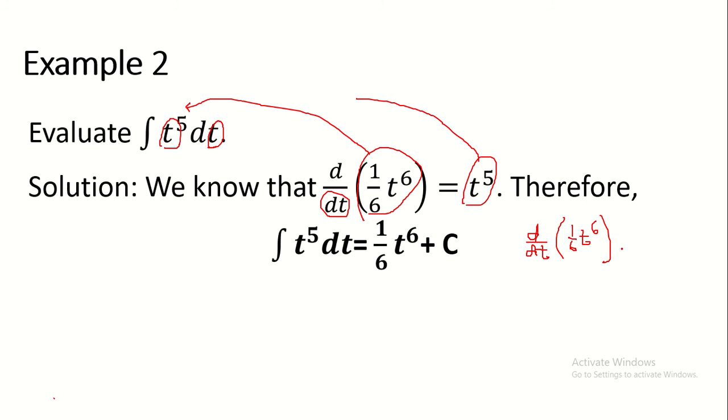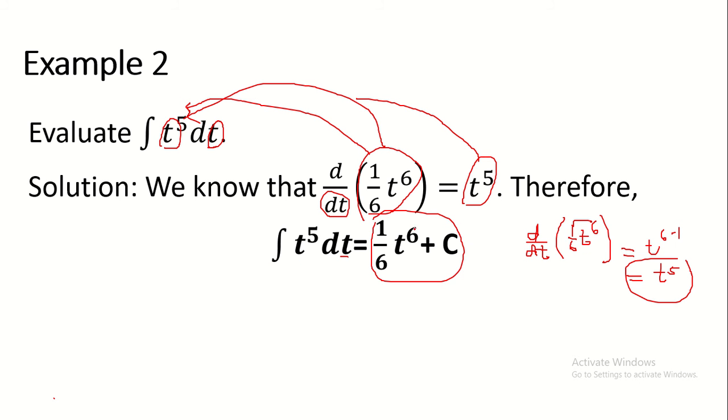So kapag kukunin natin yung derivative niyan, applying power rule, we have 6 times 1 over 6. 6 times 1 over 6 is 6 over 6 or just 1. And then t raised to 6 minus 1 is equal to t raised to 5. So therefore, we can say that this function 1 over 6 t raised to 6 is an antiderivative of t raised to 5. So the indefinite integral of t raised to 5 with respect to t is equal to 1 over 6 t raised to 6 plus c. Mag-add ulit tayo ng constant.